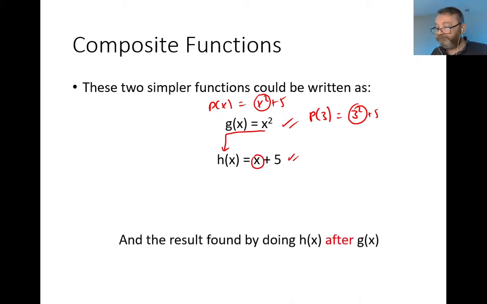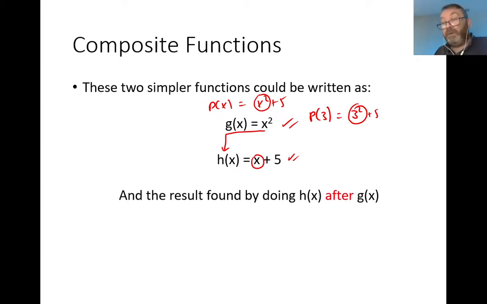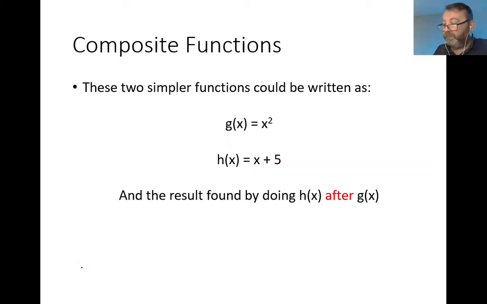Okay, and the result is found by what we say doing h of x after g of x. Let me just clear that up there, and I'll show you what I mean by that. So p of x was what? P of x was x squared plus 5. Now, what did we do first when we wanted to get p of 3? Didn't we square first and then add on 5?